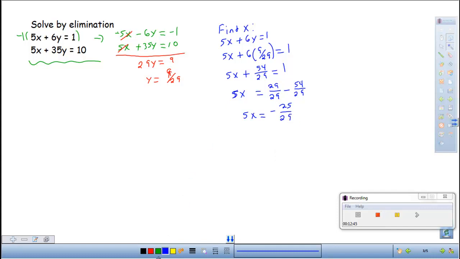Okay, now I need to isolate the x, so I need to multiply by the reciprocal of 5, which is 1/5. That will allow that to cancel out with that one. And come over here and multiply by 1/5. So I have x equals, and as you can see, this 5 will go into 25 5 times. So x equals negative 5/29. So here's my x, here's my y.